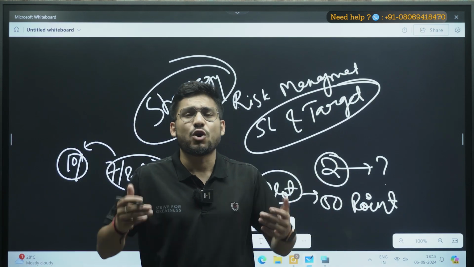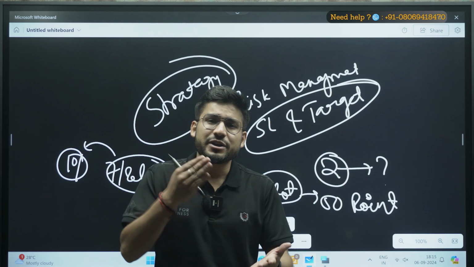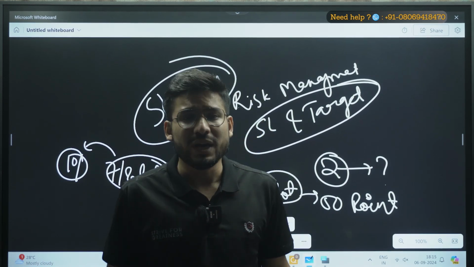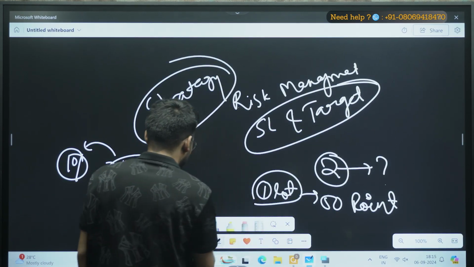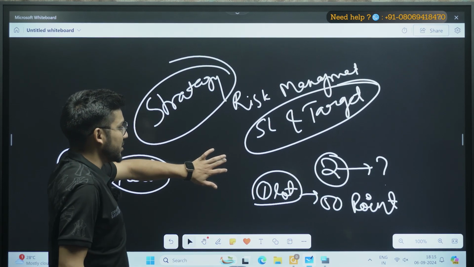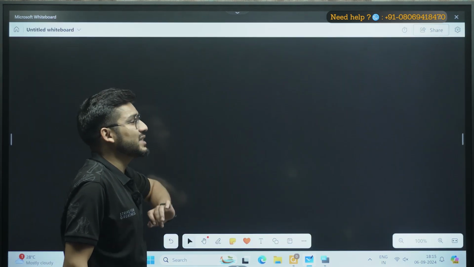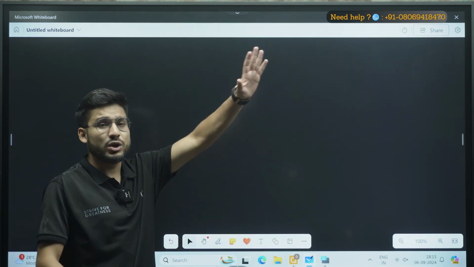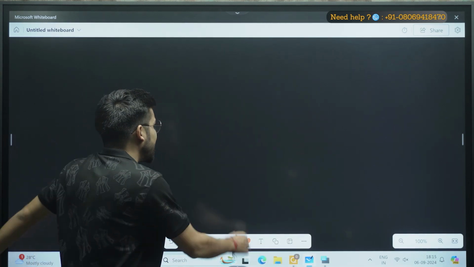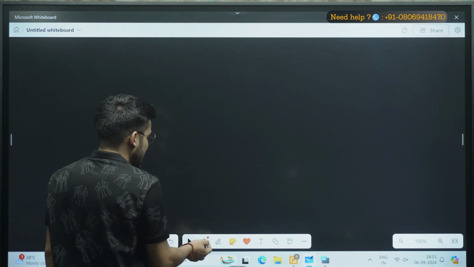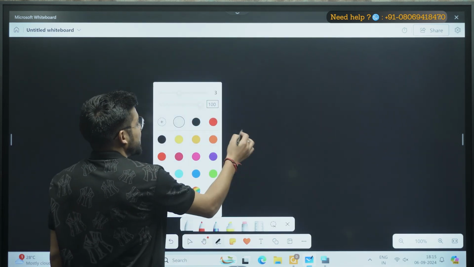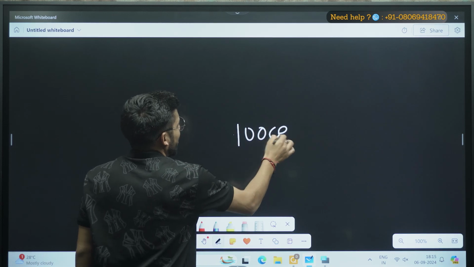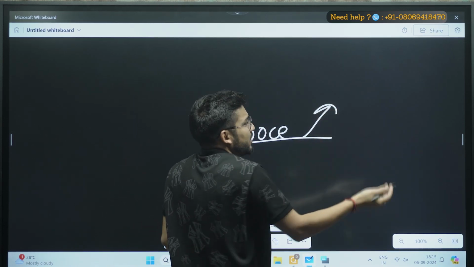But how to find the optimal strategy that will reduce my risk to the lowest? Again, if you are new here, there are so many strategies. There are naked calls. Naked call means if you have a bullish perspective, you can just buy a call. So that is the naked call. I am buying a 100 call. If the market will go above this, I'll get a profit.